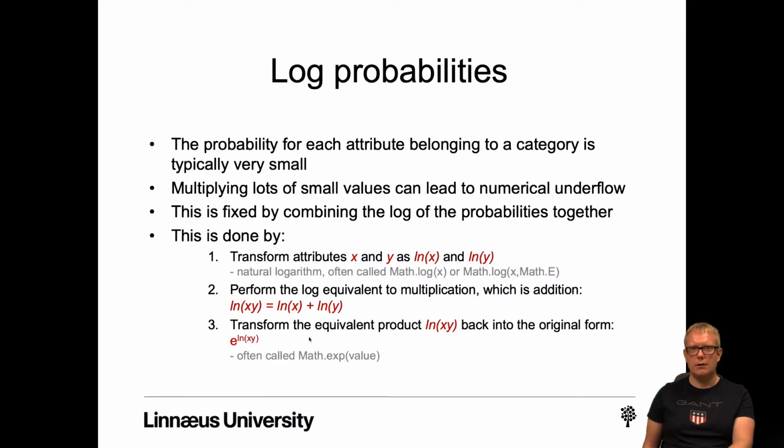And finally, we transform the equivalent product ln xy, the addition of all these values, back to the original form by taking e, Euler's number, to the power of this result from step 2. This operation is often called math.exp in programming APIs, where we send in a value.